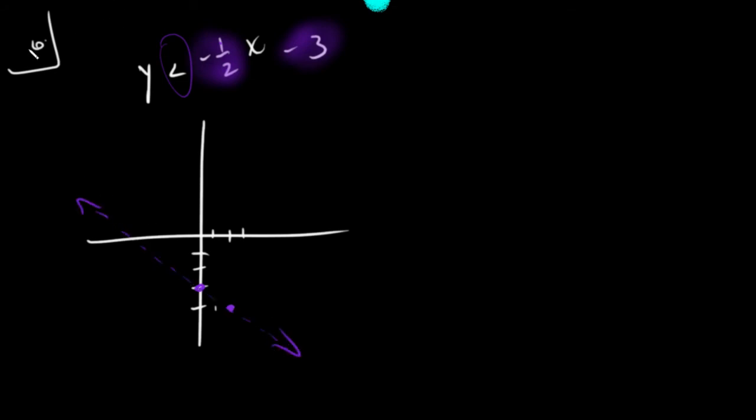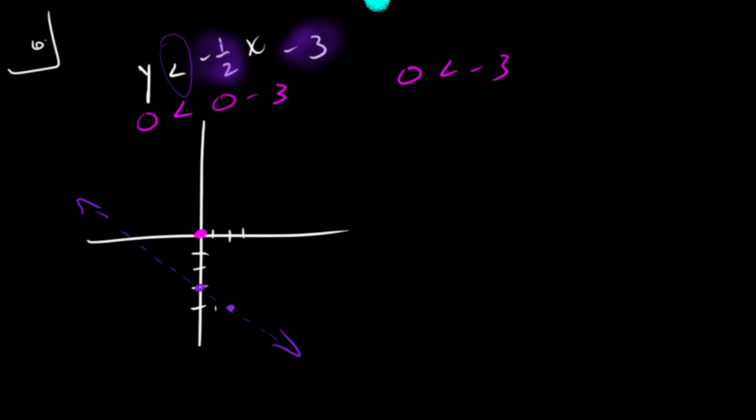And shade appropriately. Pick your ambassador. My favorite beautiful point, 0, 0. 0 is less than 0 minus 3. Is 0 less than negative 3? Sadly, 0, 0, you are again not a solution. That means nothing up here is a solution.